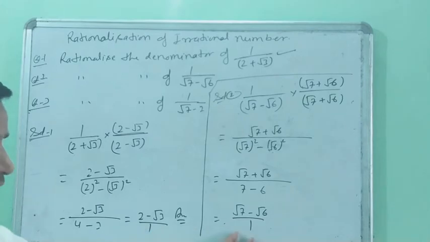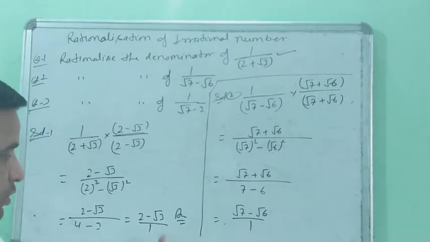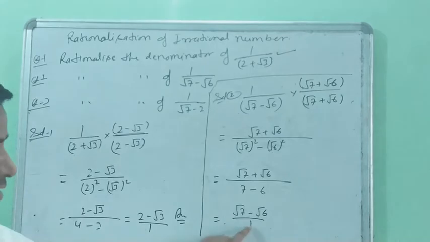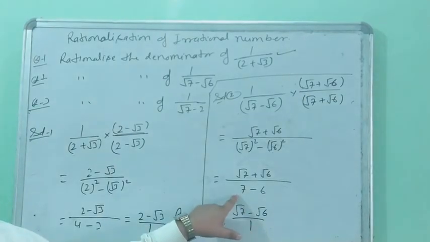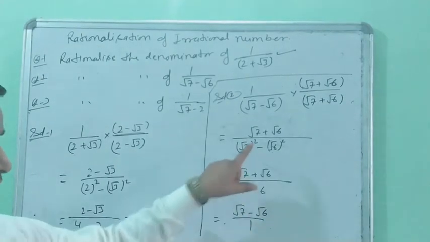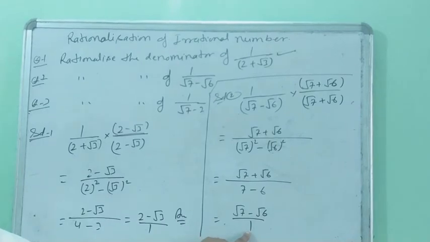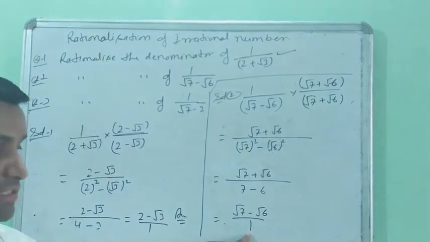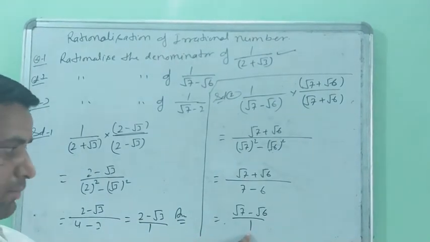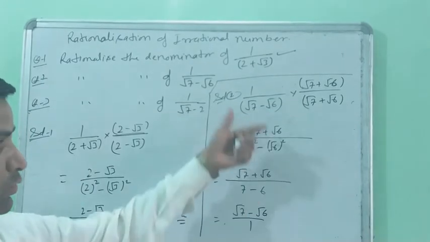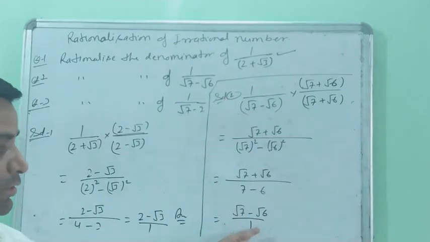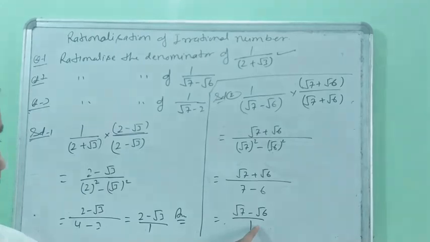The denominator always comes as a rational number, mostly 1, 2, 3. It does not always come as 1. This is not fixed. Sometimes 1, sometimes 2, sometimes 3. It depends on the values of the irrational terms here. But this is fixed: when you use this method, the denominator always comes out as a rational number.